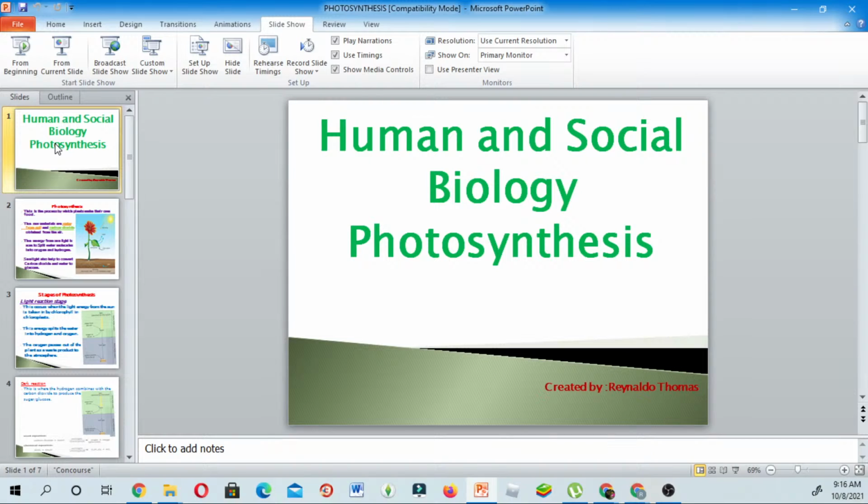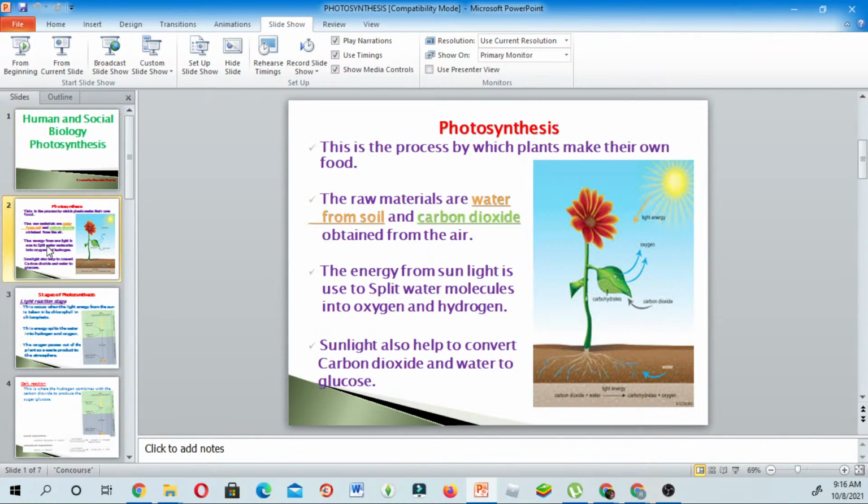So as for living organisms, plants can make their own food, but animals cannot. For example, human beings or any other animal, we cannot make our own food. But of course, plants can make their own food. So the process by which plants make their own food is what is called photosynthesis. Right. So in terms of definition, this is the process by which plants make their own food.